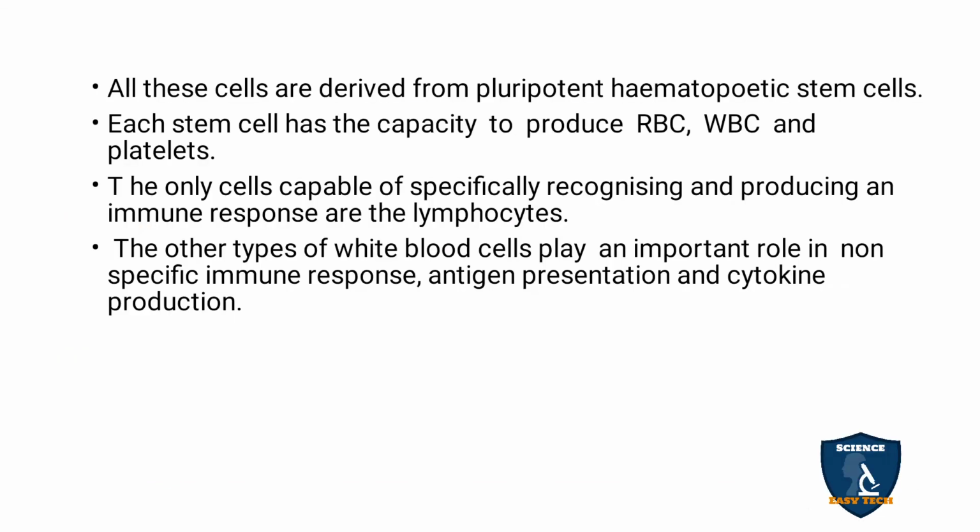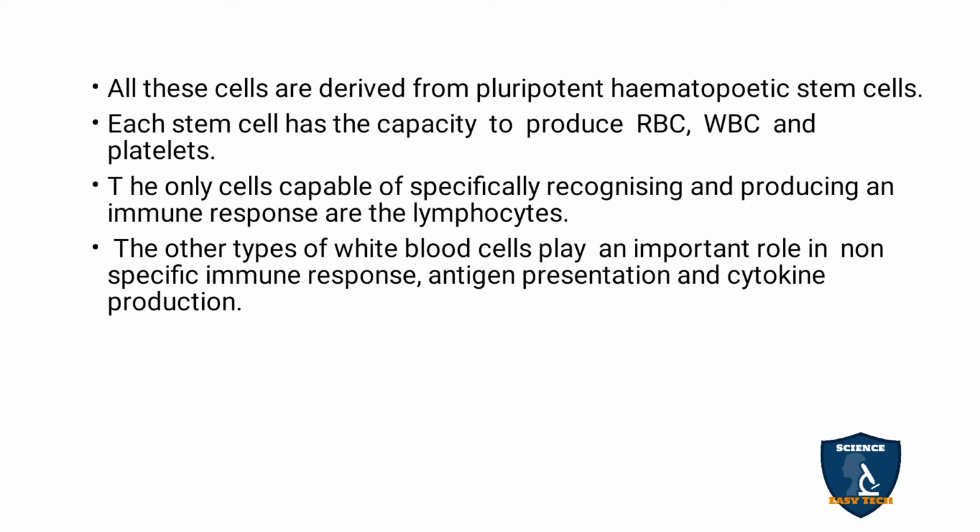So all the cells are derived from pluripotent hematopoietic stem cells. These cells, that is RBC or WBC, originate from the bone marrow. In bone marrow you have hemopoietic cells, that is hemopoiesis takes place. There only the blood cells develop. So each stem cell has the capacity to produce RBC, WBC and platelets.